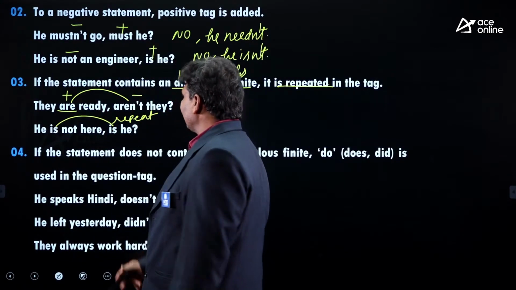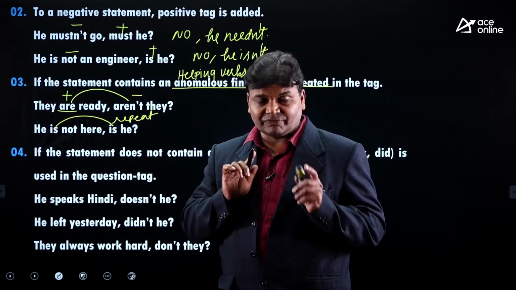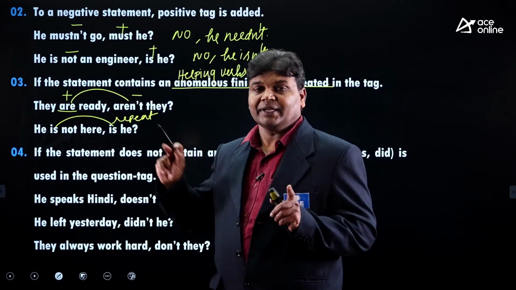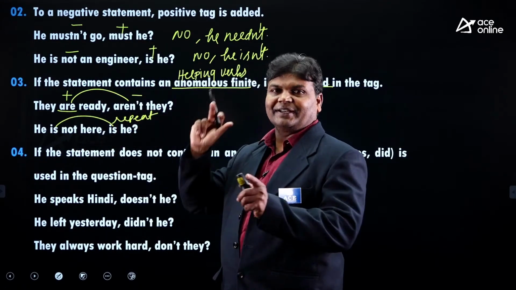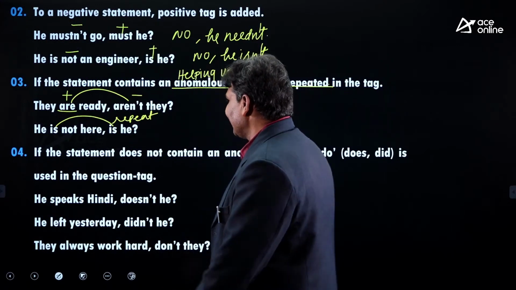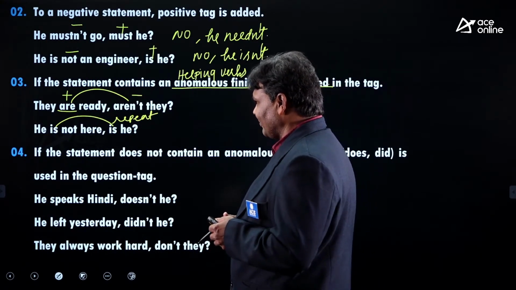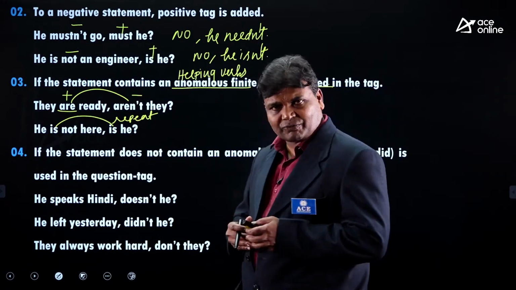Repeat the same, what we call it as anomalous or helping verb. If there is a helping verb, it has to be repeated. It has to be repeated, students. Now, "is not here." What we call it as "is he." Okay, right, wonderful now.